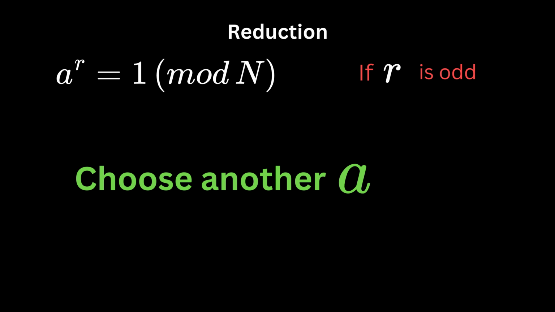But what if r is an odd number? In this case, we'll choose another a to find r such that a to the r is equal to 1 modulo n. But how likely are we to find an even period? The next theorem will answer this question.